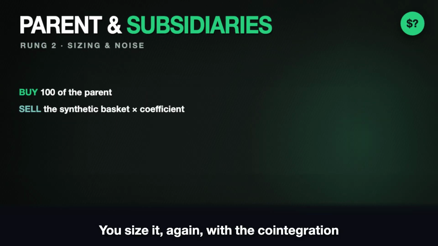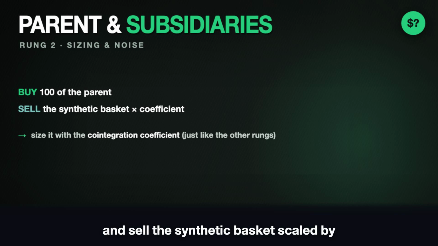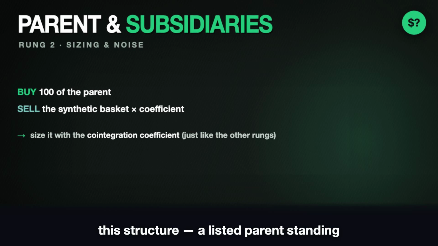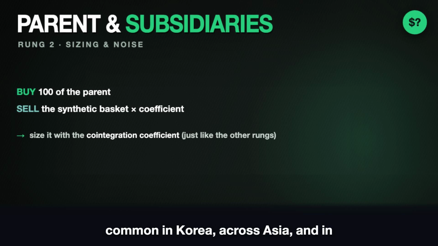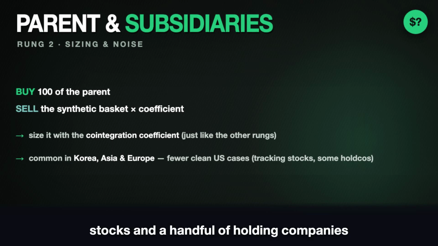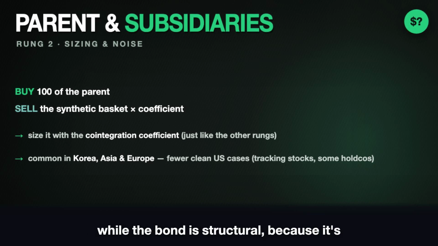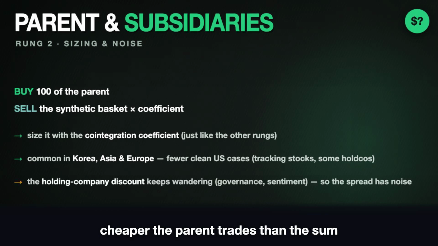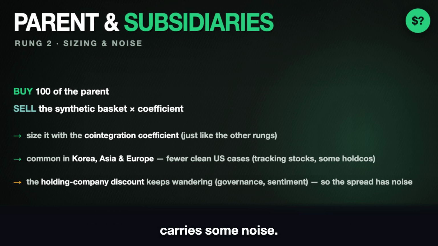You size it again with the Cointegration coefficient. Buy 100 of the parent and sell the synthetic basket scaled by the coefficient. To be honest about it, this structure, a listed parent standing next to its listed subsidiaries, is common in Korea, across Asia and in Europe, and there are fewer clean examples in the US. In the US, tracking stocks and a handful of holding companies sit in roughly the same spot, and while the bond is structural because of ownership, the holding company discount, how much cheaper the parent trades than the sum of its parts, keeps wandering, driven by governance and sentiment. So this spread carries some noise.